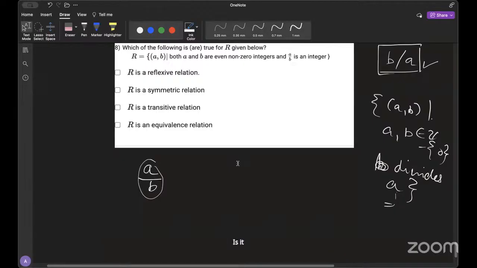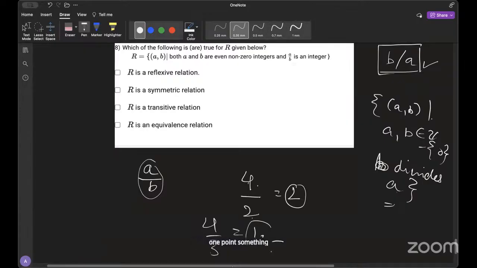Is it fine, ma'am? This says that if you divide A by B, you get an integer, which means that B divides A. Let's just say you have 4 and you say that 2 divides it; what you get is 2. Because this is an integer, that's why you say 2 divides 4. If you had 3 here, you would get 1 point something, so you won't get an integer. That's when you say 3 does not divide 4.